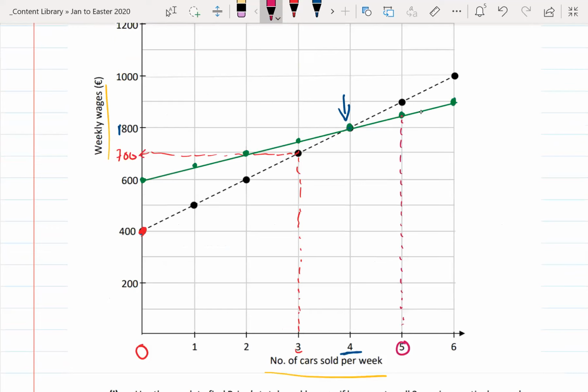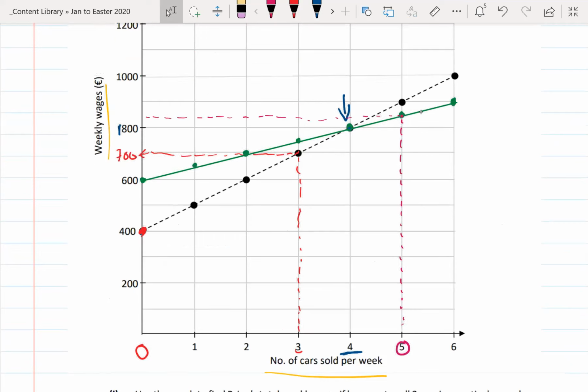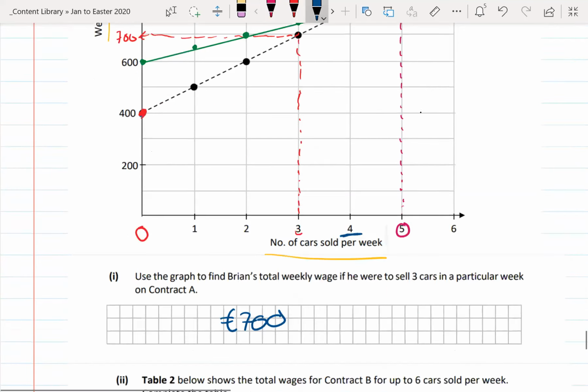So on this, if he sold 5, he'd get about 850 euros. But let's continue and go until we hit here. Contract A looks better because he'll earn more. He'll earn about 900 euros. So contract A.